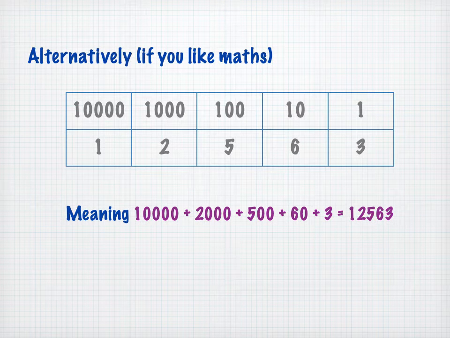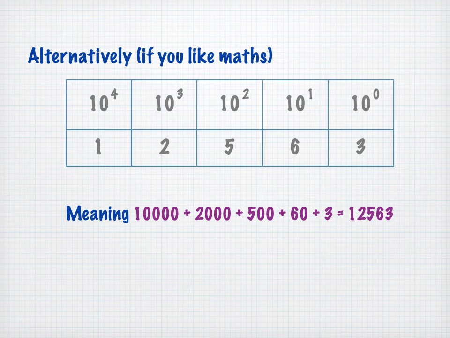Now another way of looking at that, if you like maths, is that each column is worth 10 times as much as the column before. So it could actually be written down like this. Anything to the power 0 is 1, so that first column on the right is 1. 10 to the 1 just means 10, so that's 6 tens. 10 to the 2 means 10 times 10, which is 100, so that means 5 hundreds. 10 to the 3 is 1,000, 10 times 10 times 10. 10 to the 4 is 10 times 10 times 10 times 10. And all of that is added up to give you that number of 12,563.